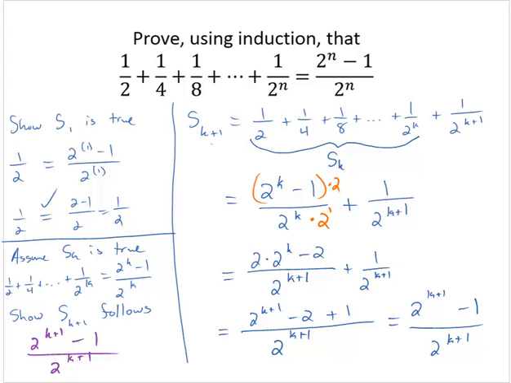We've shown that s sub k plus 1 is equal to 2 to the k plus 1 minus 1 over 2 to the k plus 1, using the assumption of s sub k. And so we've completed the proof by induction.